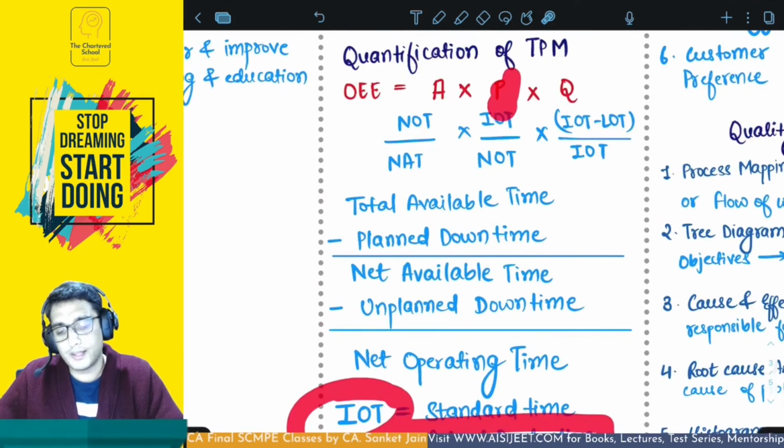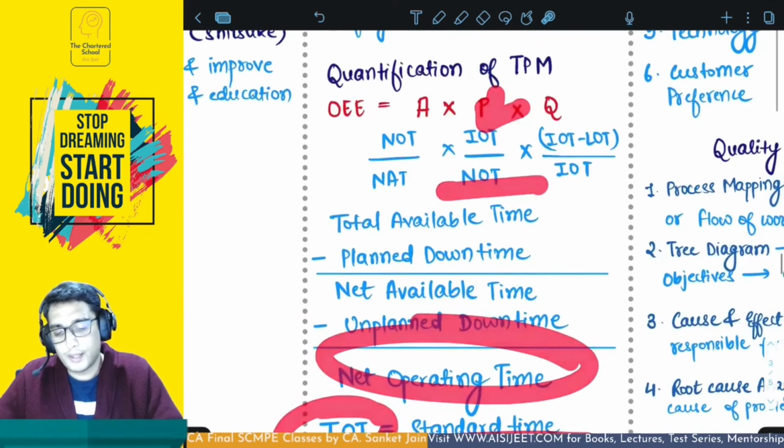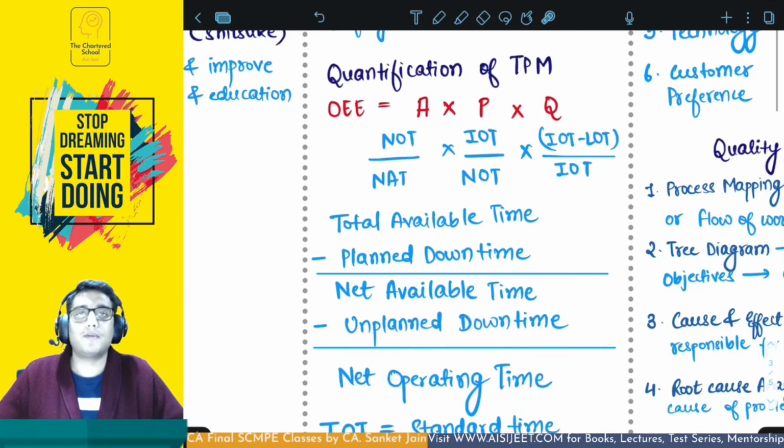So you get the ideal operating time here, net operating time was calculated here. Now let's just calculate the lost operating time. Lost operating time is going to be the number of units that you have produced, but these are defectives and cannot be used for selling, multiplied by standard time per unit. So standard time per unit multiplied by defective production. That is going to be lost operating time.